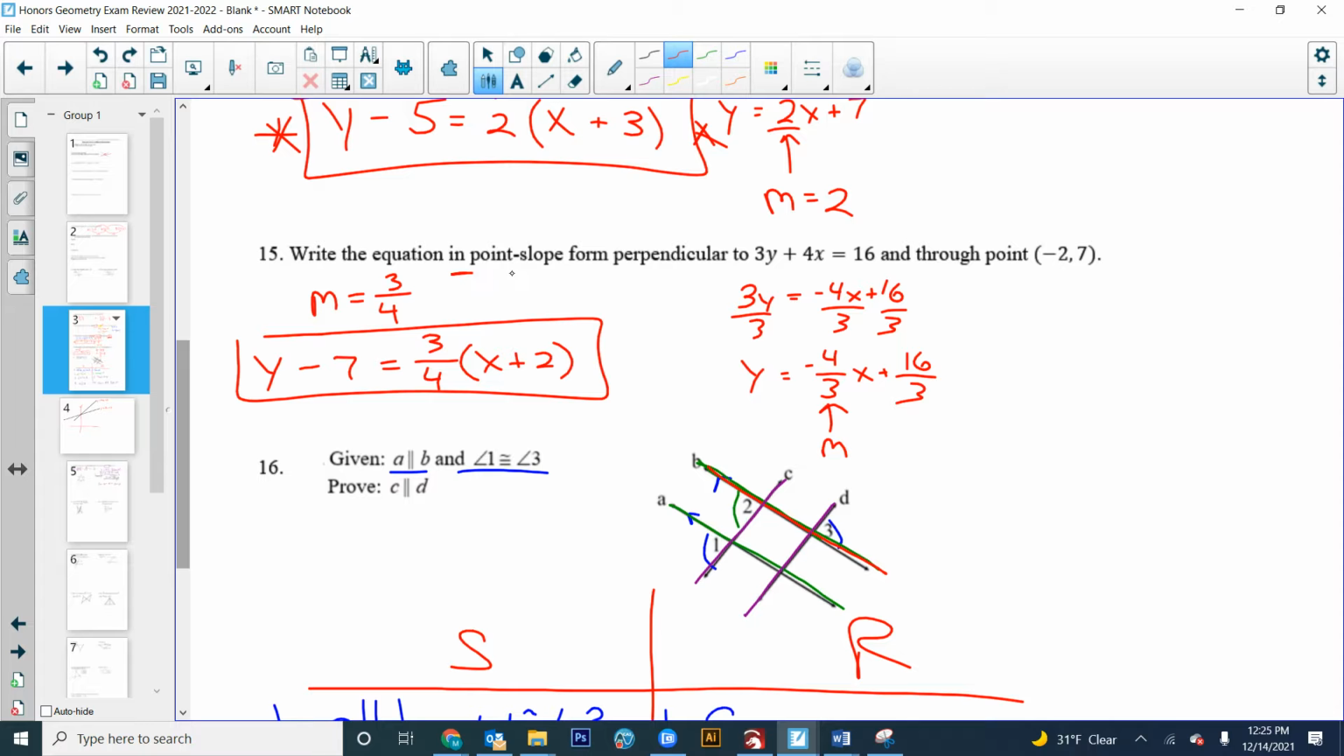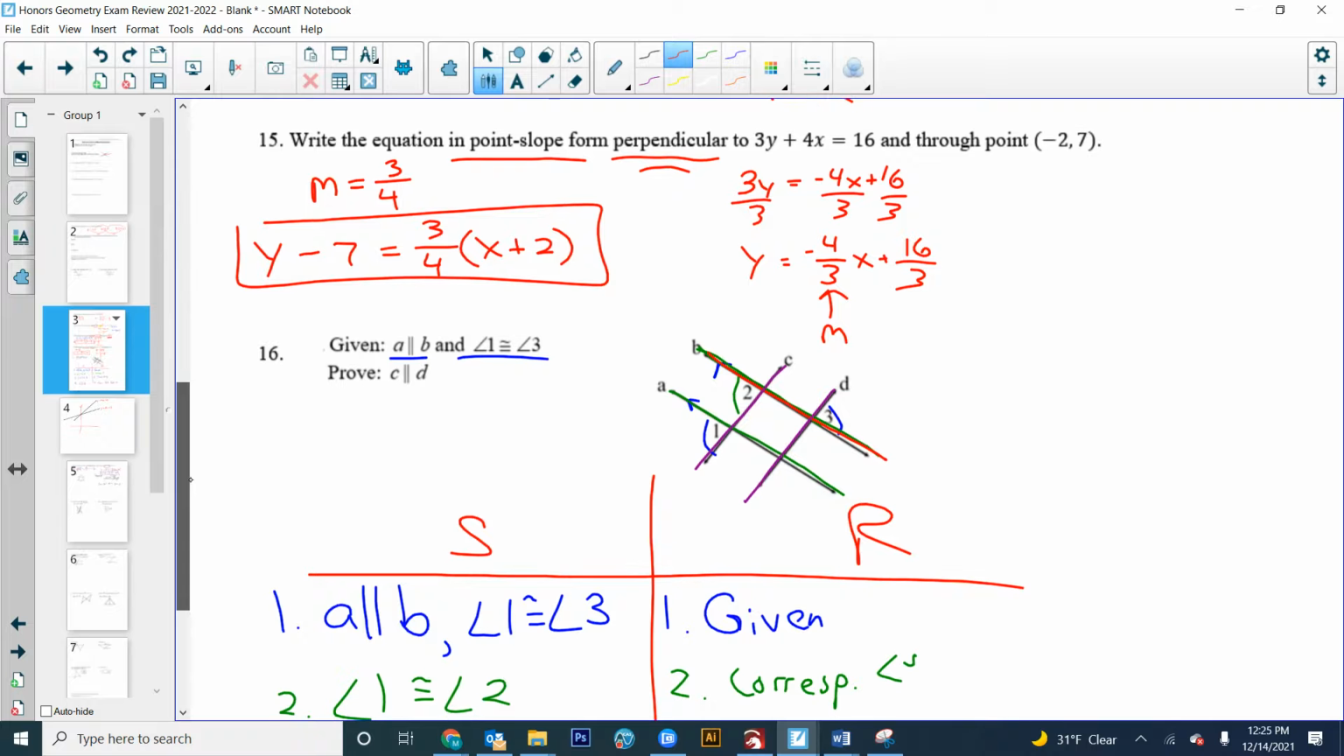Another one, point-slope form, perpendicular. Perpendicular lines have what kind of slopes? Not just different, opposite reciprocals. So I went to this guy and I'm like, oh, your slope's -4/3. My slope's going to be +3/4. Use that point.